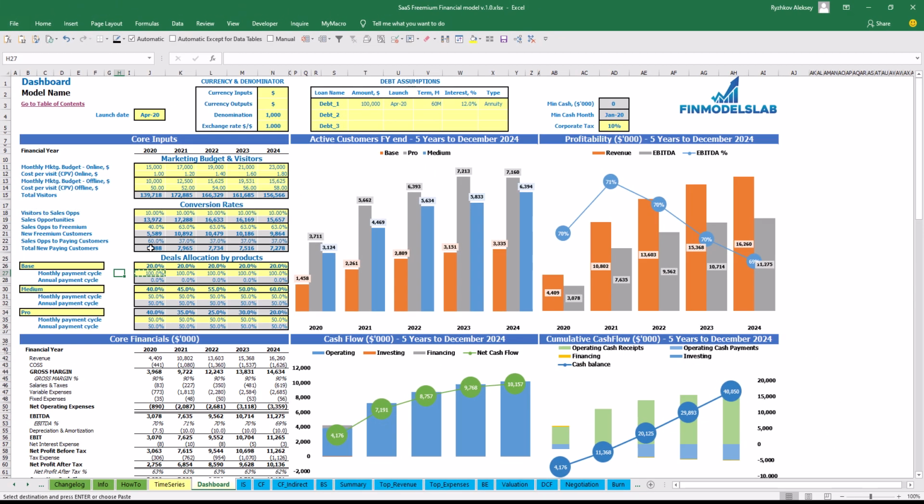Once you input all the revenue assumptions, variable expenses, fixed expenses and wages, you can review your core financials on the dashboard and see the active customers chart, profitability chart, cash flow chart, and the cumulative cash flow chart.